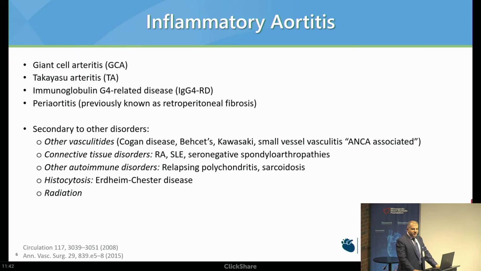Inflammatory aortitis could be secondary to other diseases. If you think about other types of vasculitis, Cogan, people also have hearing loss in this disease. Behçet disease, which was described in Turkey. Kawasaki, I have shared a few cases with the cardiology practice. Patients came down with coronary aneurysms and aortic aneurysms, and they turned out to have Kawasaki. Other autoimmune diseases and connective tissue disorders like rheumatoid arthritis, lupus, relapsing polychondritis, sarcoidosis, and so forth.